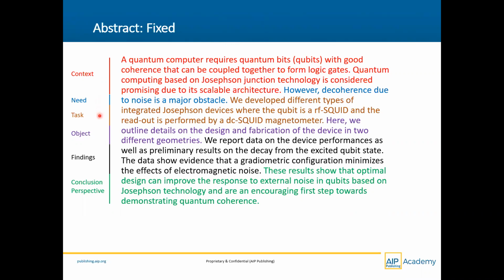The task, what was done? We developed different types of integrated Josephson devices where the qubit is an RF squid and the readout is performed by a DC squid magnetometer. The object. Here, we outline details on the design and fabrication of the device in two different geometries.